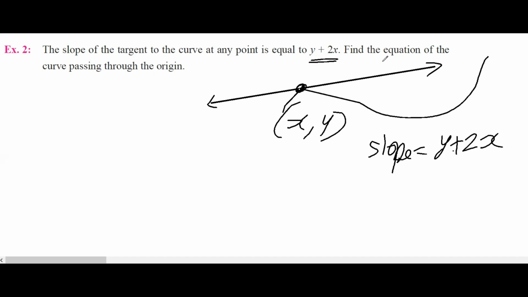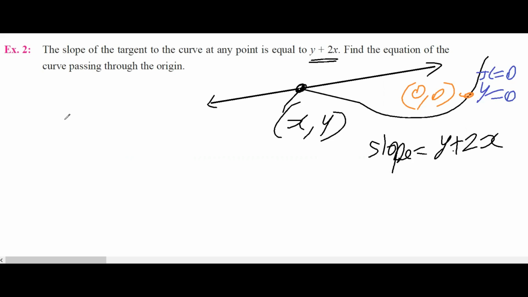Find the equation of the curve passing through the origin. It means I need to find the equation of the curve that is passing through the origin. So there should be a point (0, 0) from where this particular curve is passing. So that will be your particular solution. Okay, so it means that when x is equal to 0, then y is equal to 0. With that, the arbitrary constant can be found.